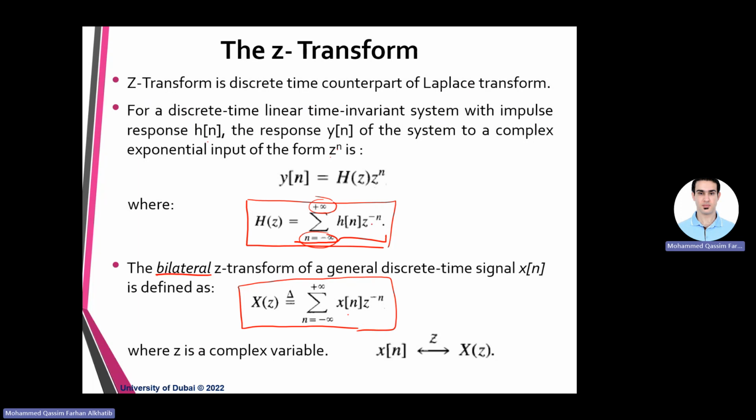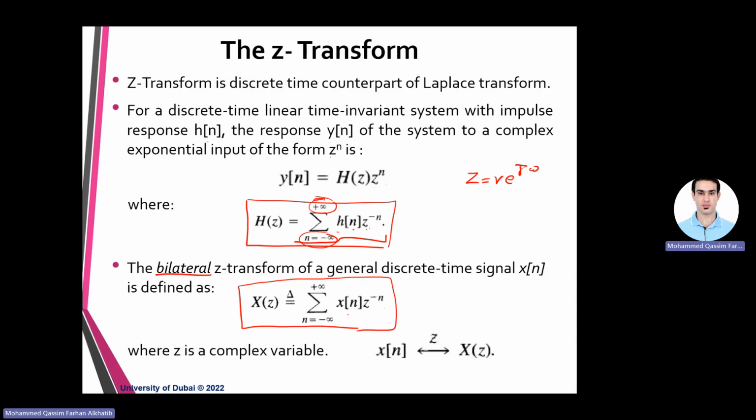H of n, z to the power negative n. Even though the summation looks somewhat not conventional like integration, the easiest way is to substitute values of n and just apply the summation. All right, so basically z is a complex variable. If you want to relate it to polar coordinates, z equals r e to the power j omega. And this is how we relate it to the Fourier transform.